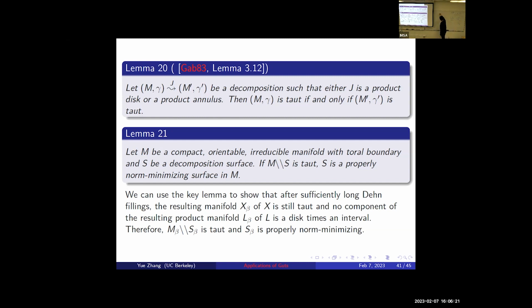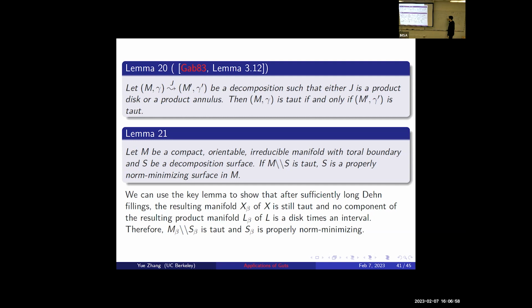So you have F, which is M minus S, and then you have X, which is the dot part, and then you have L, which is the product part. So after Dehn filling, you have F beta, X beta, and L beta. So we first show that after the Dehn filling, X beta is taut.